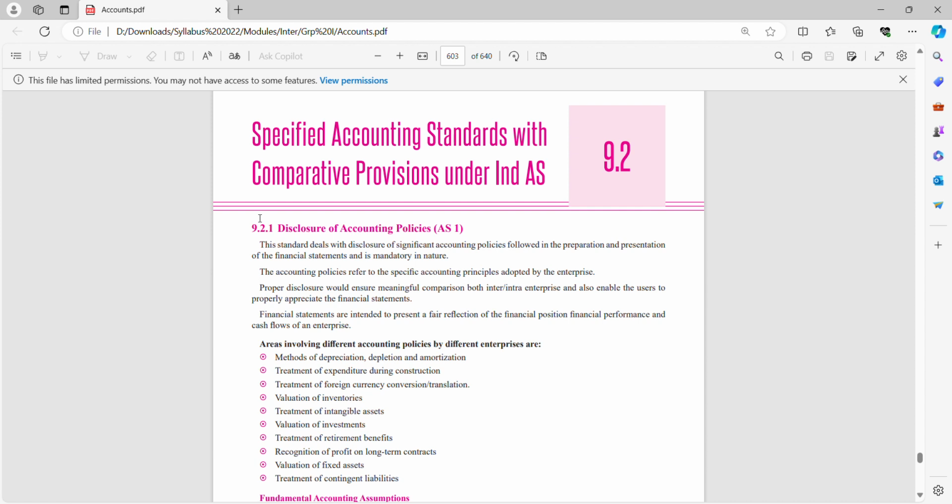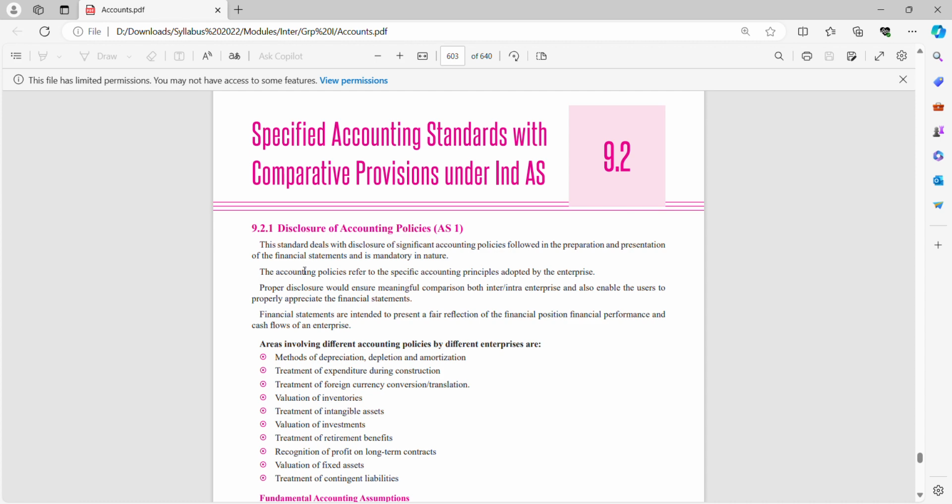Financial statements are intended to present a fair reflection of the financial position, financial performance, and cash flow of an enterprise. Financial statements always help us to show a fair position.